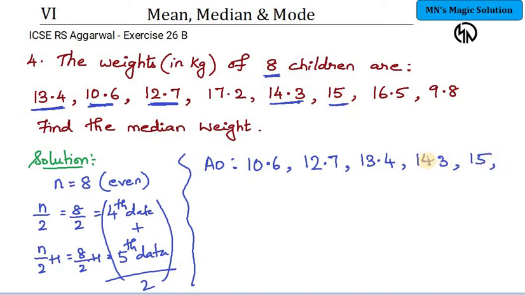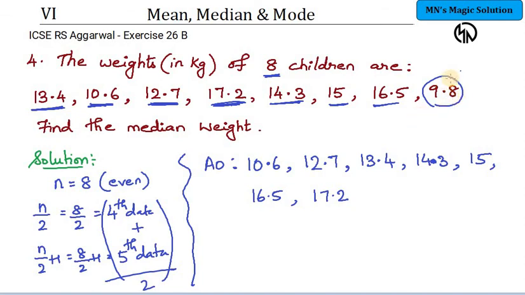Then 16? 16.5 is there. There is nothing else. So 16.5. And 17, yes, here we have 17.2. But see, I have written everything and I have left out one data. So somewhere I have missed out on 9.8 without noticing.